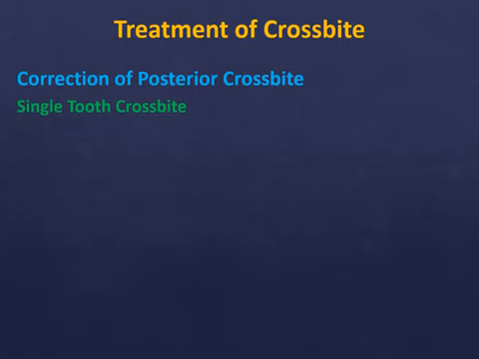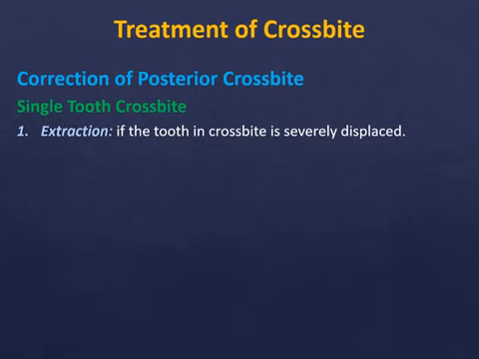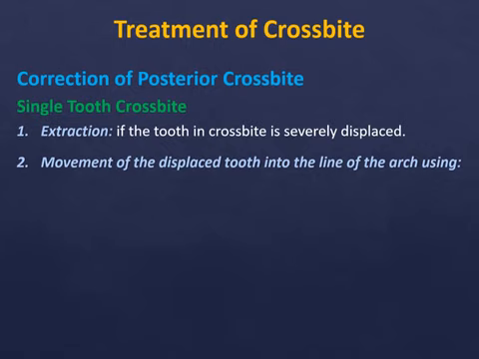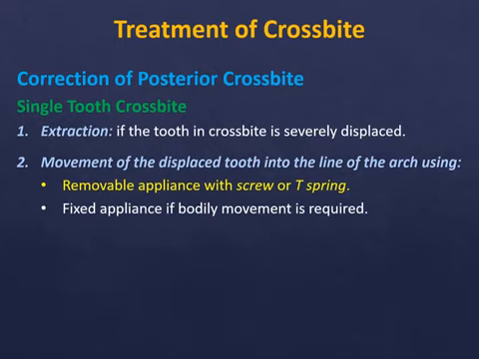Treatment options of a single tooth in crossbite are: first, extraction of the tooth in crossbite if it's totally excluded from the dental arch or if it's severely displaced. Second, movement of the displaced tooth into the line of the arch using either a removable appliance with screw or T-spring, or with a fixed appliance if bodily movement is required.